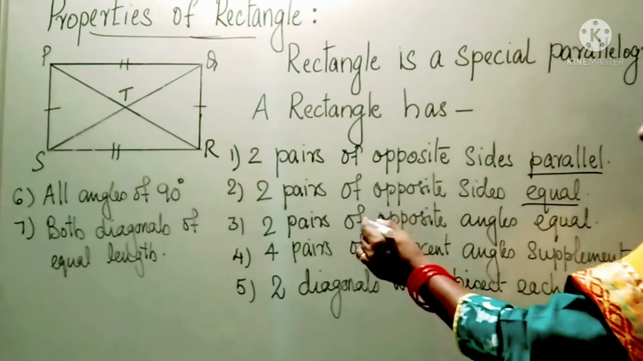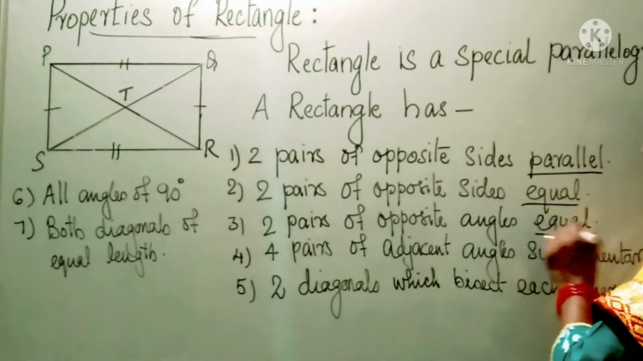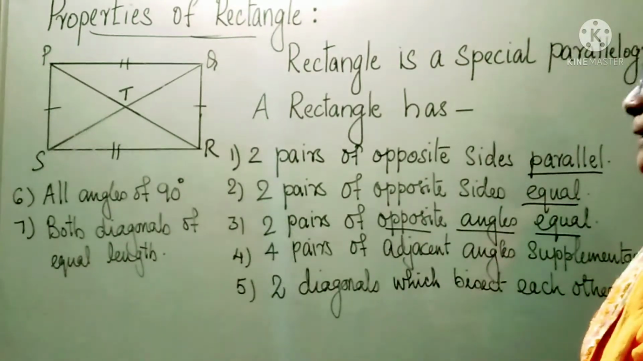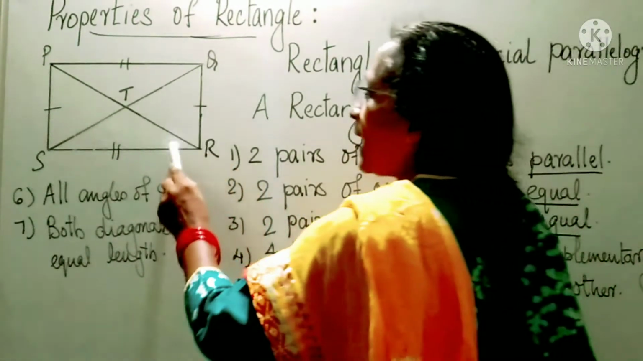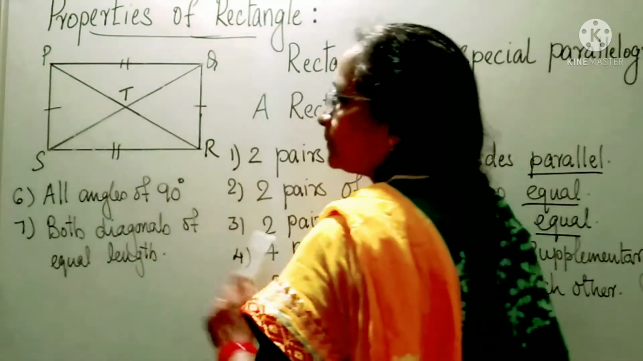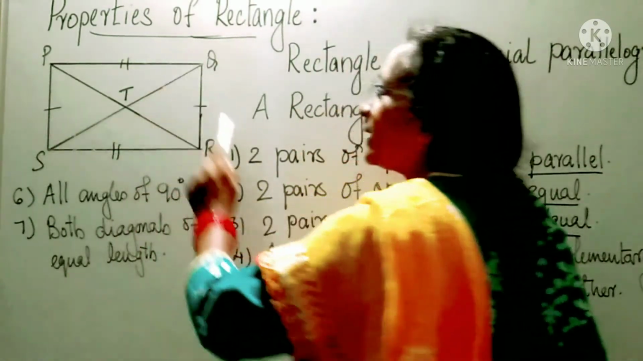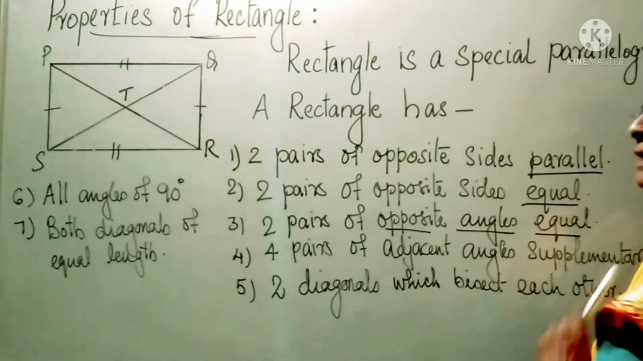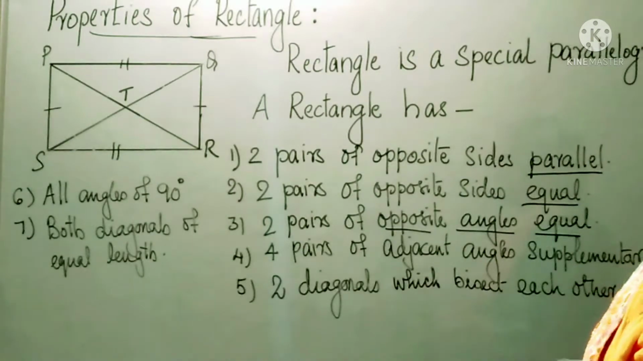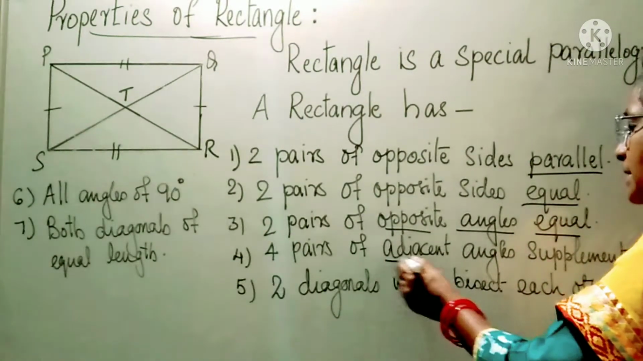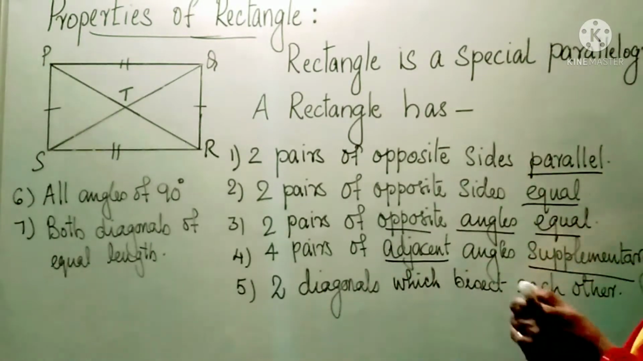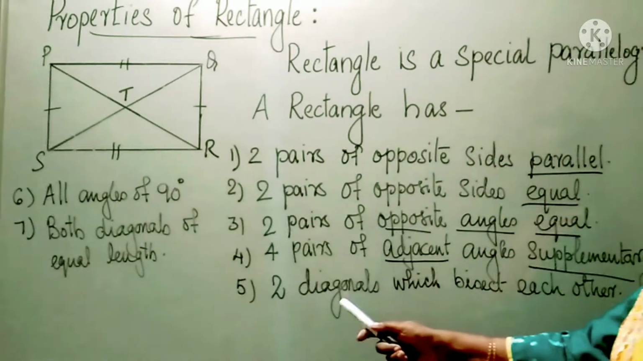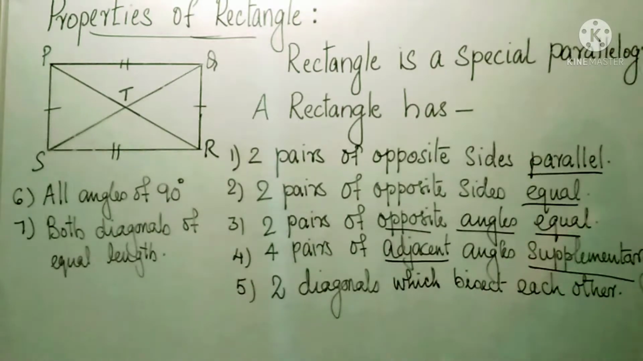Now, two pairs of opposite angles equal. Opposite angles equal. Now, this angle is equal to this angle. And this angle is equal to this angle. Okay. Now, four pairs of adjacent angles are supplementary. Which angles are supplementary? Adjacent angles are supplementary. Supplementary means they add up to 180 degree. And then two diagonals which bisect each other.